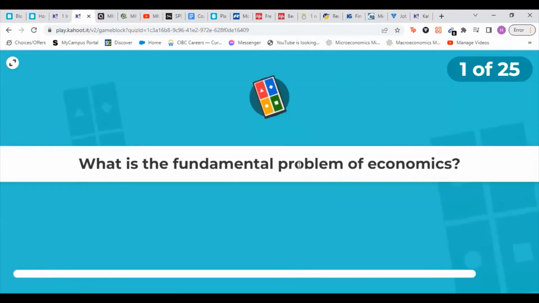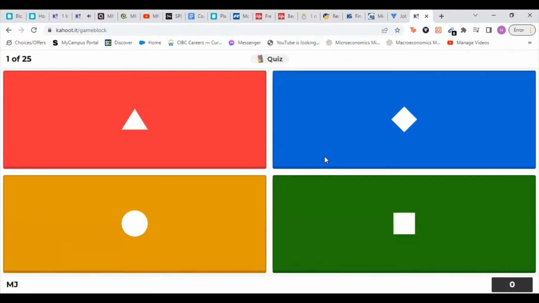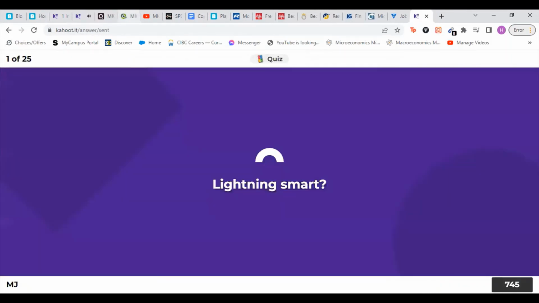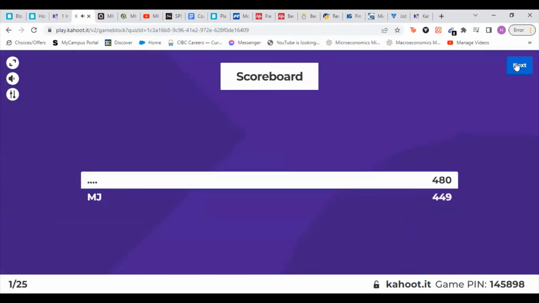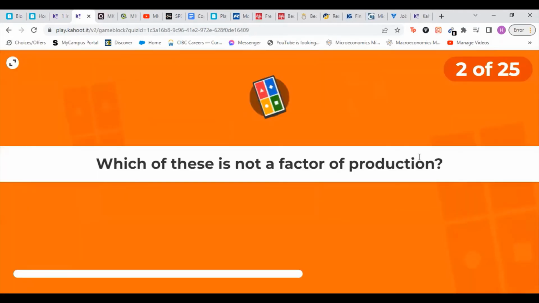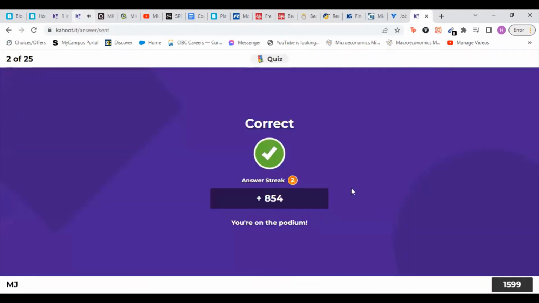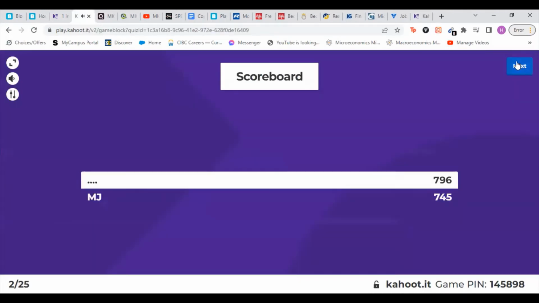So what is the fundamental problem of economics? Scarcity. Excellent. Great job, Caesar. Great job, Gia. And then which of these is not a factor of production? Enthusiasm. Correct. That's great. Great job, Caesar and Gia. Excellent.